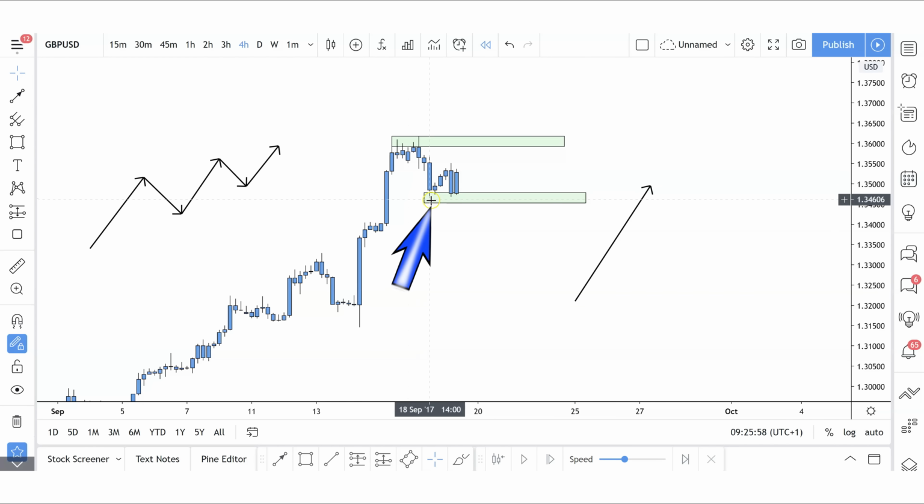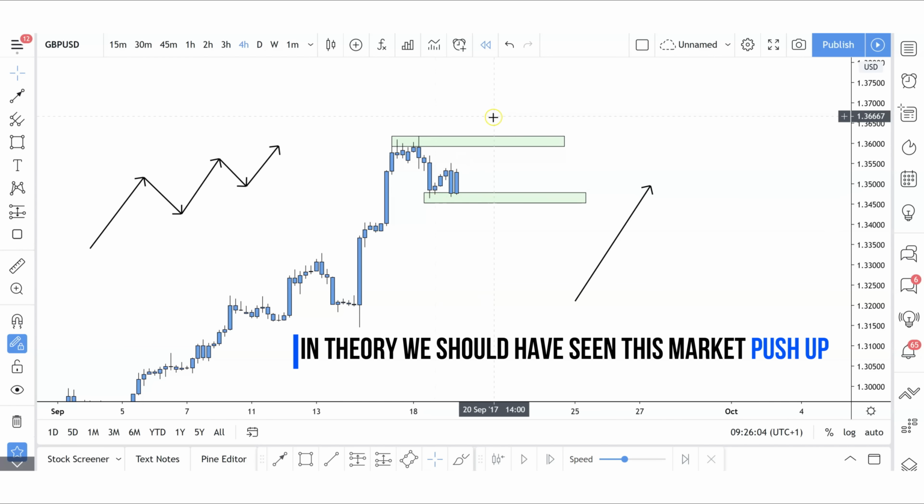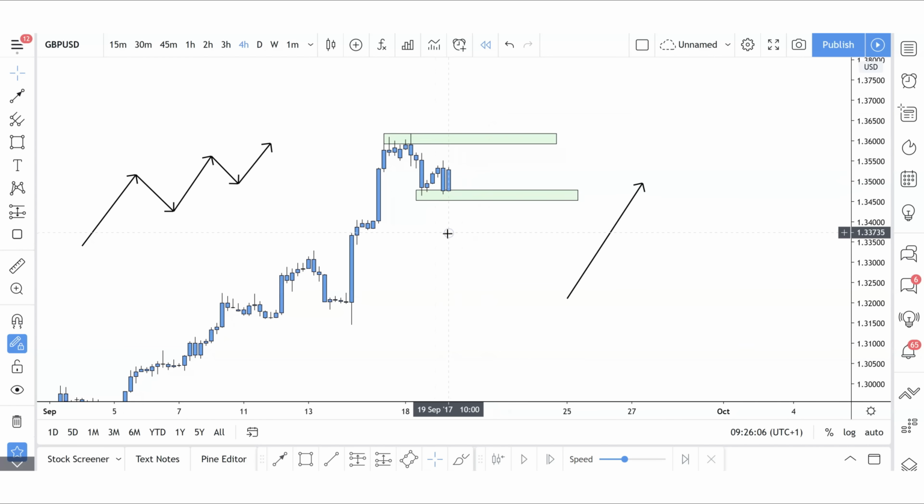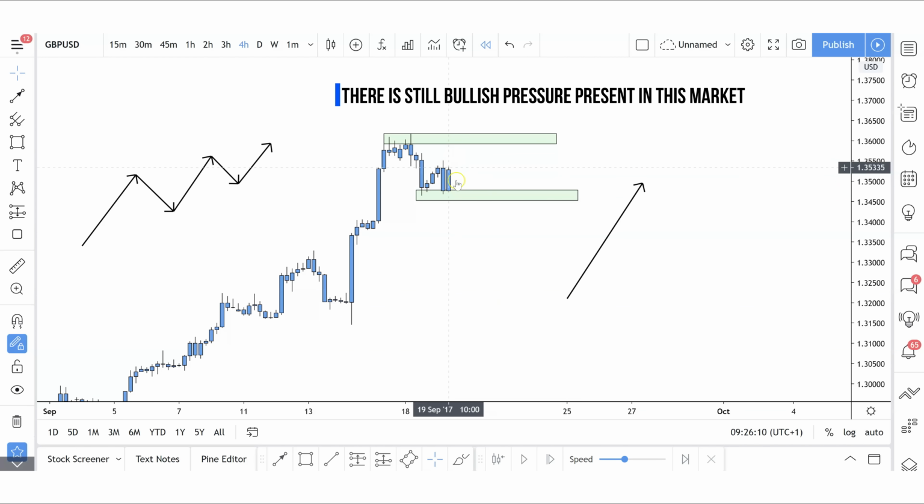Now, if this was the previous higher low and we were expecting the market to continue to push to the upside, then in theory, we should have seen this market push up, but it hasn't. So this is indicating something here to us. There is still bullish pressure present in this market with the previous behavior of the last candle, but at the same time, we're starting to see a depletion.